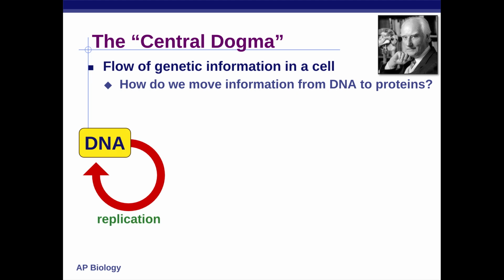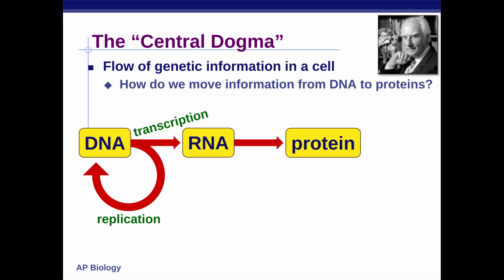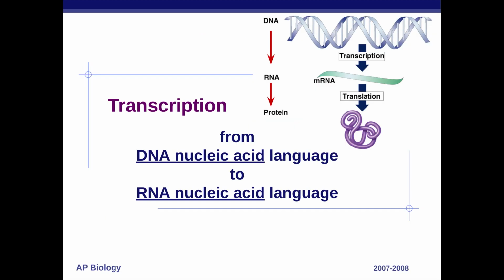The central dogma of biology says that DNA becomes RNA through transcription, and RNA becomes protein through translation, and protein is responsible for traits, which are characteristics of an organism. So let's start with transcription.